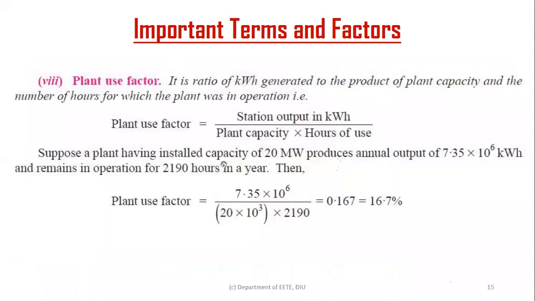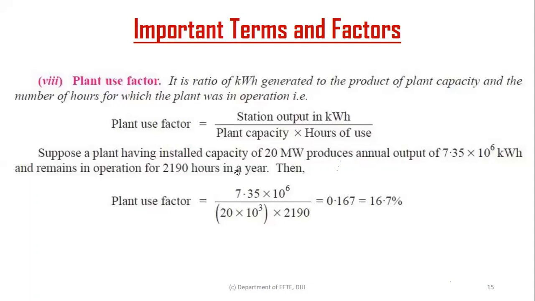Suppose a plant has an installed capacity of 20 megawatt and produces an annual output, that means in the whole year, of 7.35 into 10 to the power 6 kilowatt hour annually. It remains in operation for 2190 hours. So how much of its maximum capacity has the plant been used? How much percent has been used?